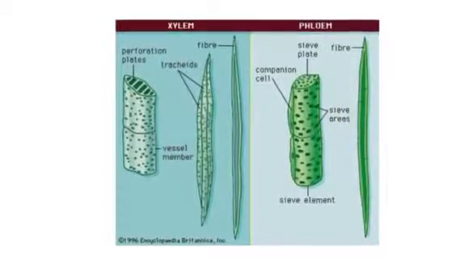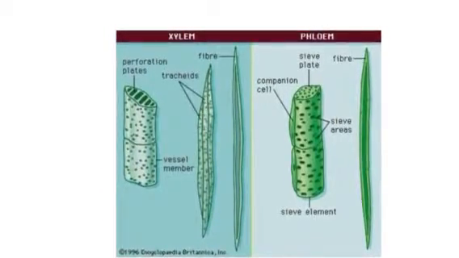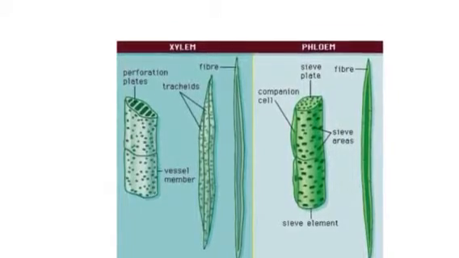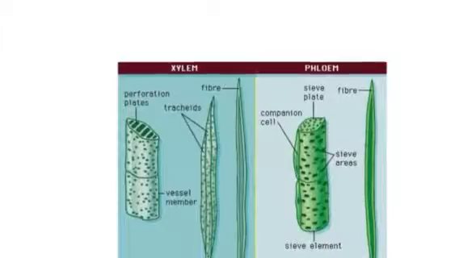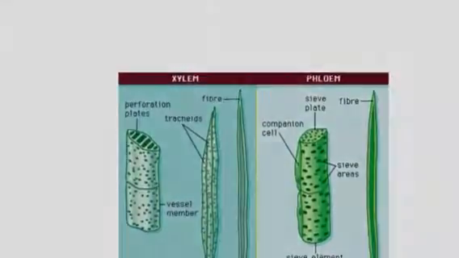Xylem is a vascular tissue that carries water and dissolved mineral nutrients up from the roots to the rest of the plant. Phloem is a vascular tissue that carries the products of photosynthesis through the plant.